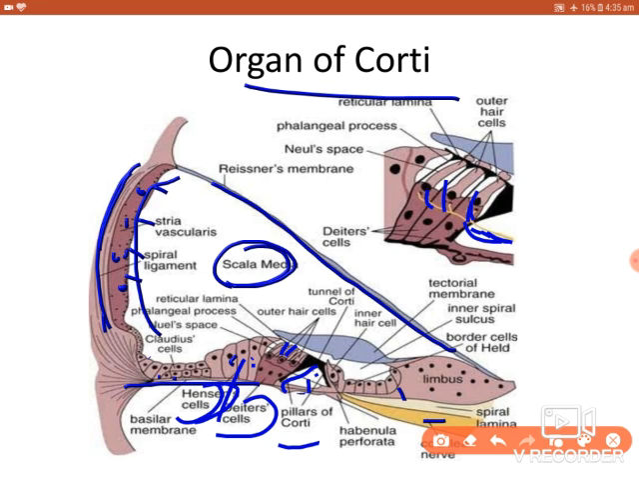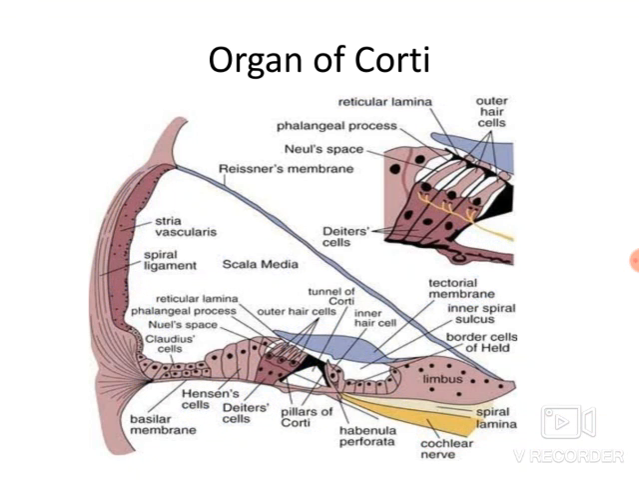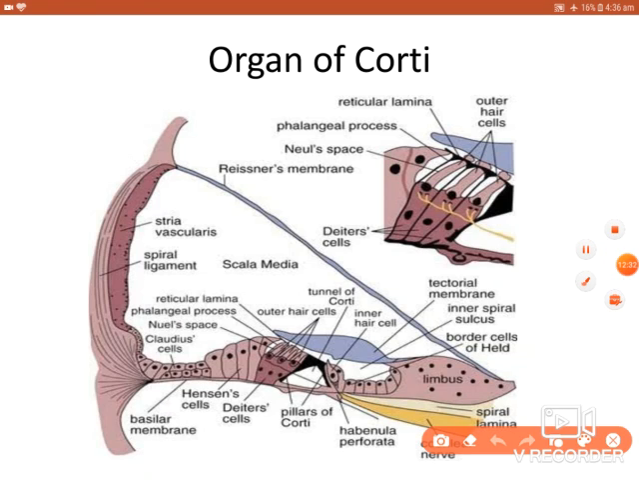Then above those hair cells, you can see the tectorial membrane, which covers the stereocilia of the hair cells. Also, these hair cells detect the sound waves, so it's also called the organ of hearing. Moreover, these inner hair cells are responsible for the fine discrimination of sound waves.